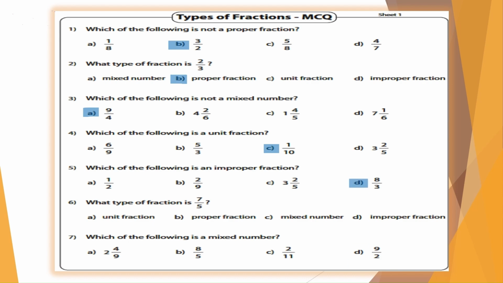So sixth question is what type of fraction is 7 by 5? 7 is bigger than the denominator. So it is D option, improper fraction. The last one is which of the following is a mixed number? So by the options, A is the answer.